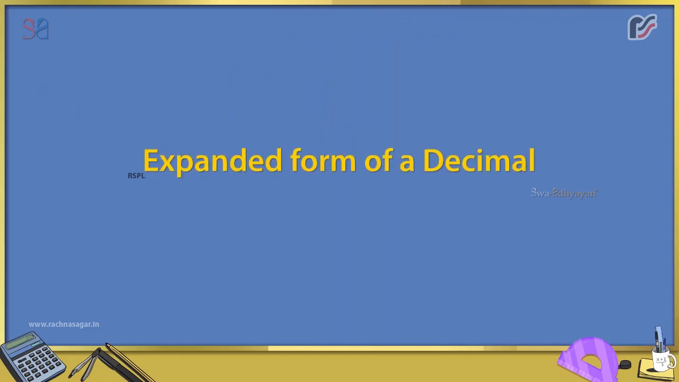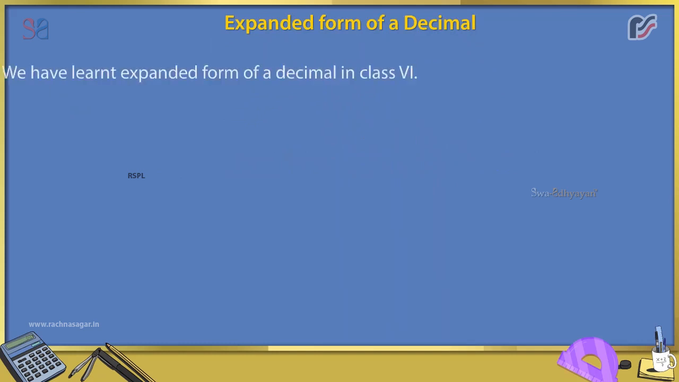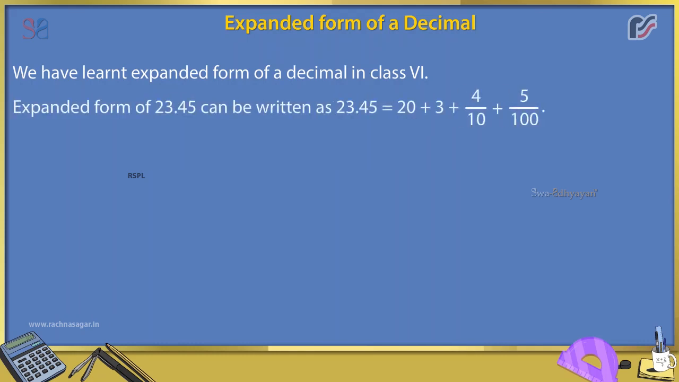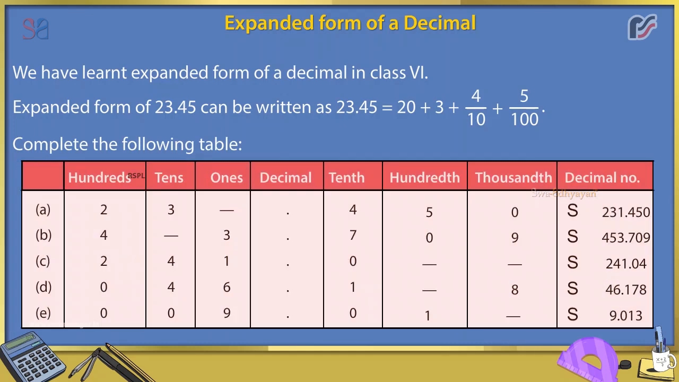Expanded form of a decimal. We have learnt expanded form of a decimal in class 6. Expanded form of 23.45 can be written as 23.45 is equal to 20 plus 3 plus 4 by 10 plus 5 by 100. Complete the following table: hundreds, tens, ones, decimal, tenth, hundredth, thousandth, decimal number.